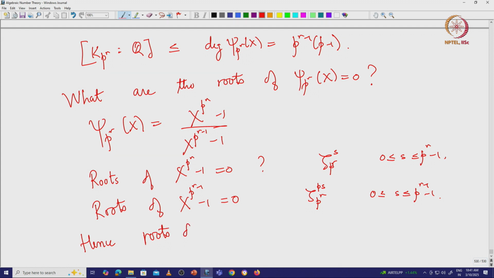the roots of psi p to the r x equal to 0 are zeta p to the r to the power s. Now, s is still between 0 and p to the r minus 1, but GCD of s and p is equal to 1. Okay. So, this is the same as saying that p does not divide s. So, these are all the roots of psi p to the r x equal to 0. So, coincidentally, that is what you would use to show that K p to the r is the splitting field of psi p to the r. Okay.